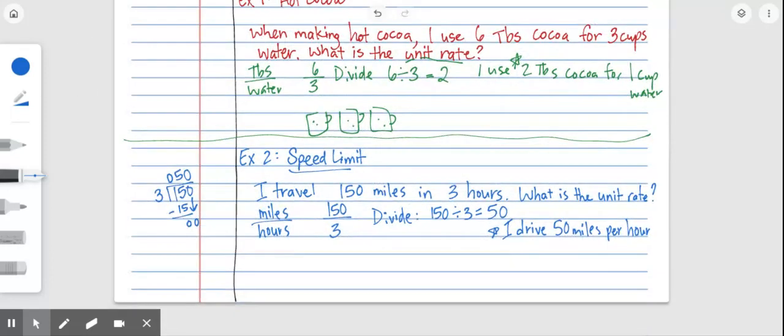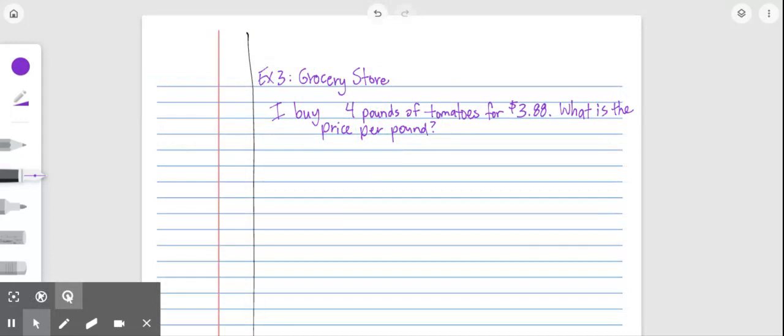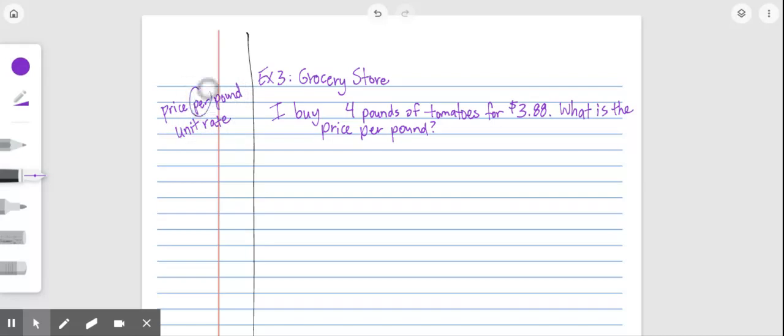Okay, let's try another example, but I'm going to start it on a new page. So make sure you pause this and you get down all of the examples. All right, so this one is, at the grocery store, I buy 4 pounds of tomatoes for $3.88. What is the price per pound? Now, this one did not ask me for the unit rate, but it does say price per pound. This translates to unit rate, okay? Because it uses that keyword that we talked about yesterday, the per, which means out of 1 for every 1. So I'm looking for the price for 1 pound of tomatoes.